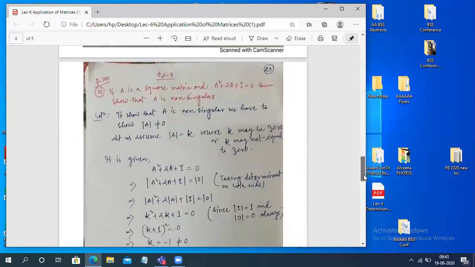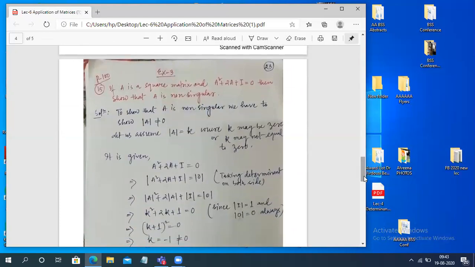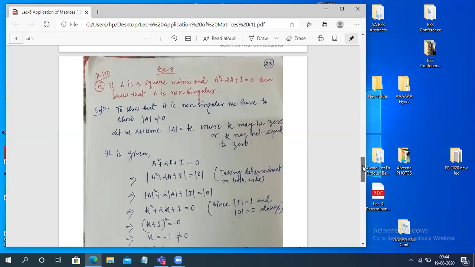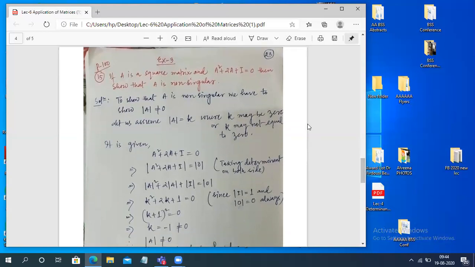Hope you have understood the method very clearly. Now you want to discuss some problems given in your exercise 3 on page number 100. This problem is quite different, so I am doing this for you. Suppose A is a square matrix and it satisfies this relation: A square plus 2A plus I is equal to 0. Then we have to show that A is non-singular.